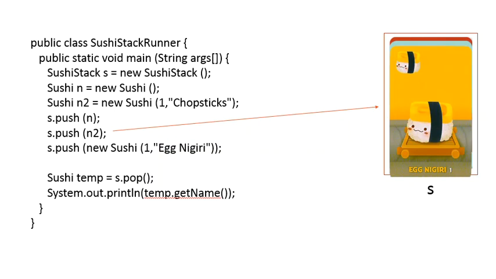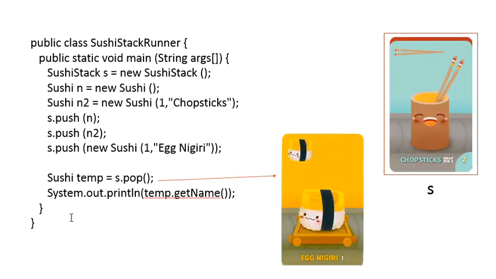And that's what this next line does. So this next line creates this egg nigiri, I think? I don't know. And it adds it right onto the stack. So then what I can do with my stack is I could pop the top thing off the stack and save it in the temp variable, and then I would be able to print out its name, for example, or something like that. So I hope you can see how we would create the stack and push some things onto the stack and then pop things off.